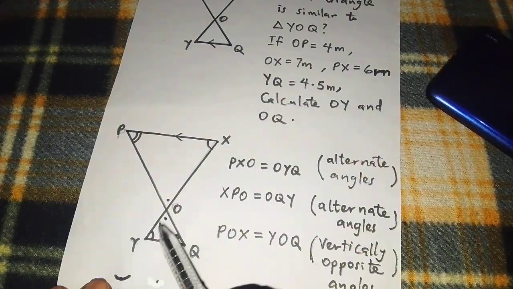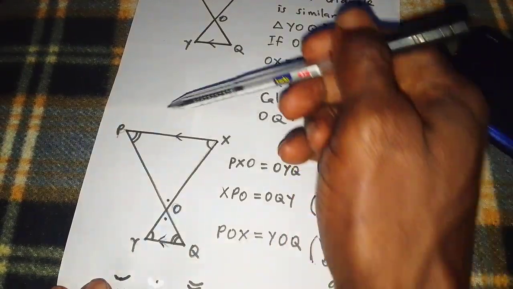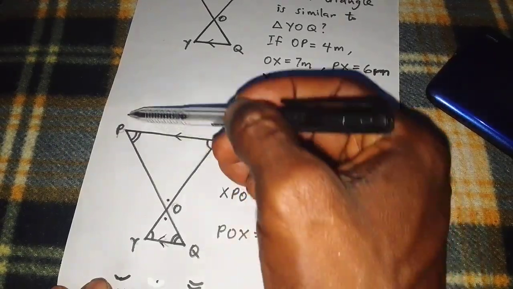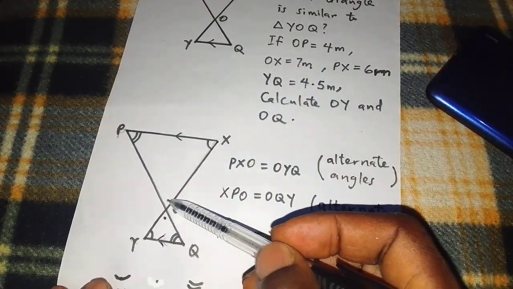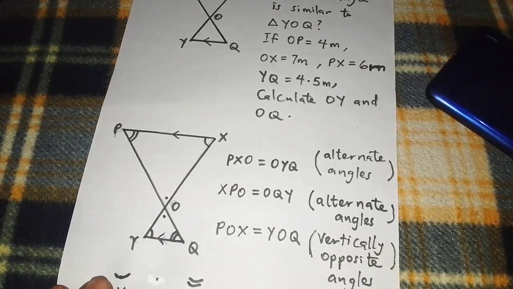Now this third angle here, this one and this angle here. You have two triangles like this, this is the small one, this is the big one. The angle here and this angle here are going to be equal. Why? Because they are vertically opposite angles.